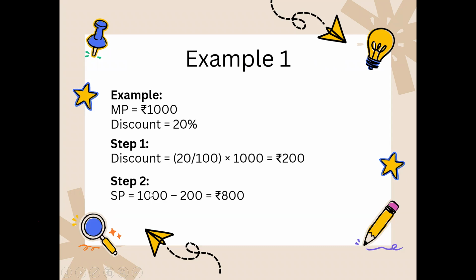So here 1000 was the mark price, 20% means 200 rupees was our discount. So what will be the selling price? It was 1000 minus 200, it will come out to be rupees 800. So this was the first example of your discount, how to calculate the selling price. I think this example is clear to you. Now let's move towards the next example.